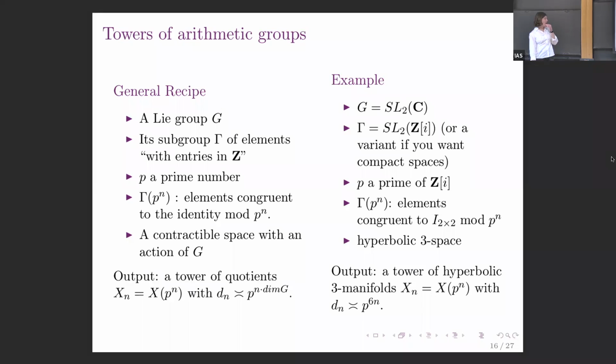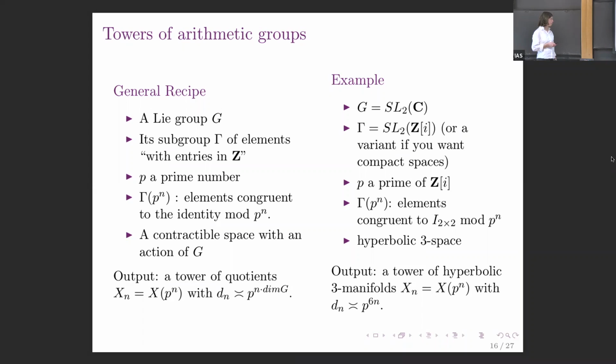And again, gamma P to the N are the matrices congruent to the identity mod my prime, and the space I act on in this case is hyperbolic 3-space. So SL2C has an action on hyperbolic 3-space. And what comes out is a tower of hyperbolic 3-manifolds X_{P^N}. In this case, the degree grows like P to the 6N. So the group SL2C is 6-dimensional.